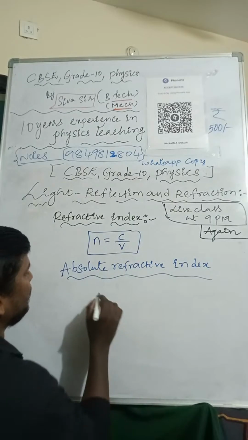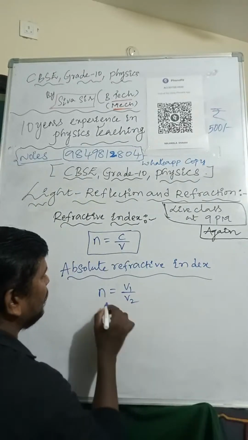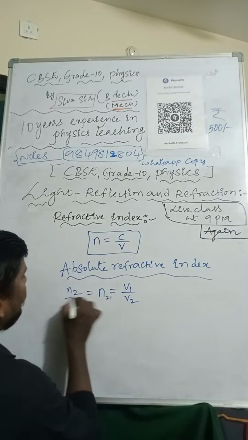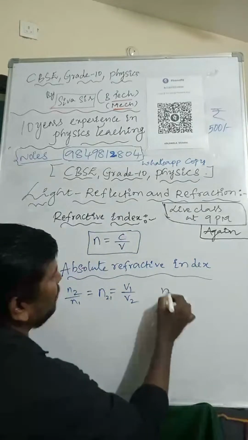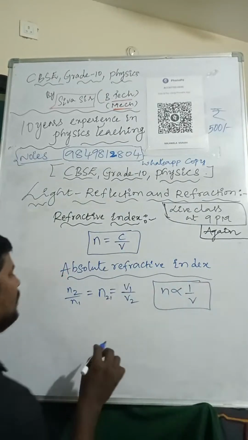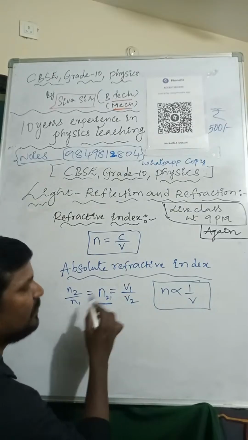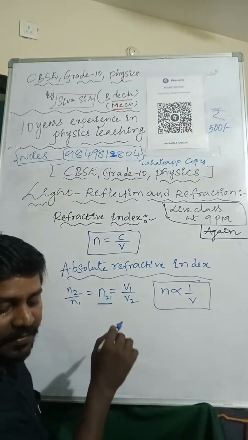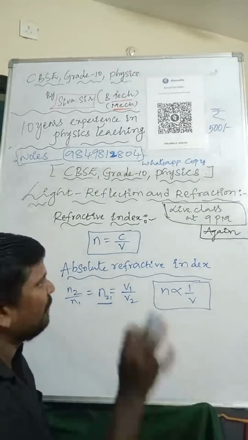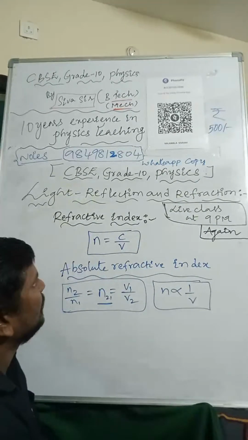Relative refractive index is nothing but, if you are taking V1 by V2, that is nothing but N2 by N1. N is inversely proportional to velocity. So here N2 by N1 comes, here V1 by V2. This is very, very important. Based on this relative refractive index, problems will come. In the exam, definitely problems will come based on this, so a few problems we will discuss.